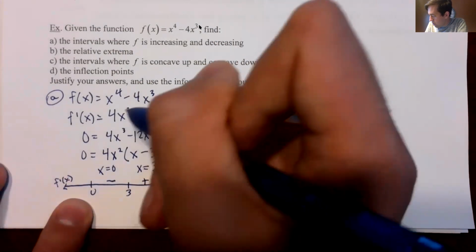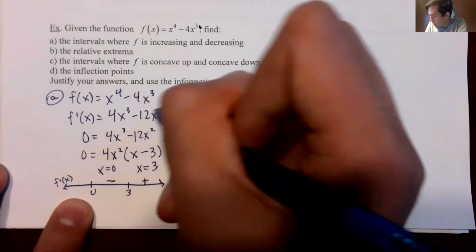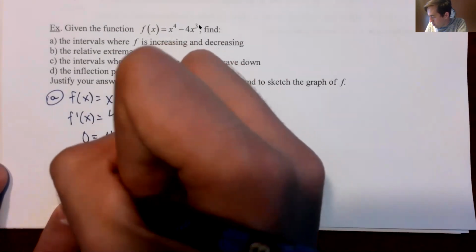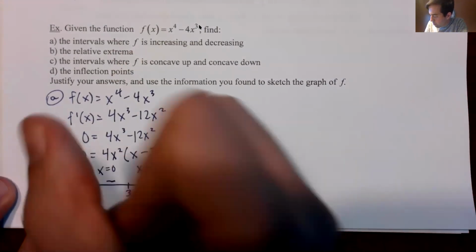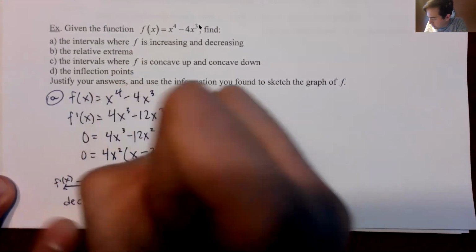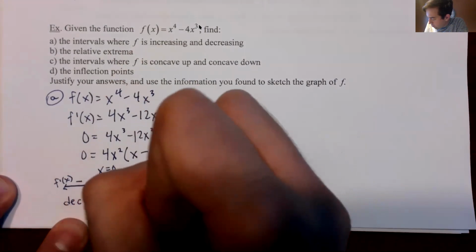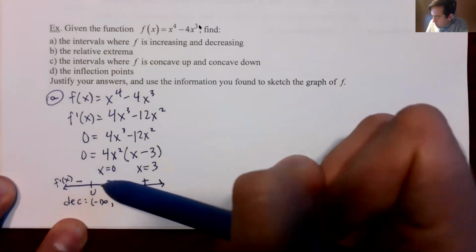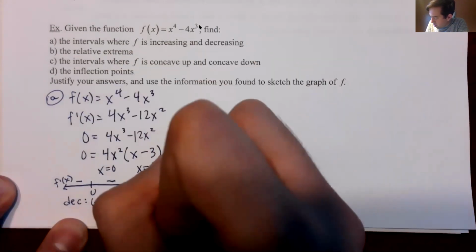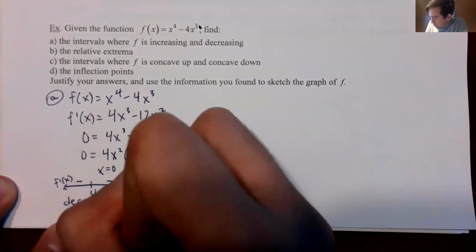If I plug in a negative number, this is going to be negative minus a negative. So that'll also be negative. So what this means is that we are decreasing from negative infinity, and it keeps decreasing all the way to 3. And it's increasing from 3 to infinity.